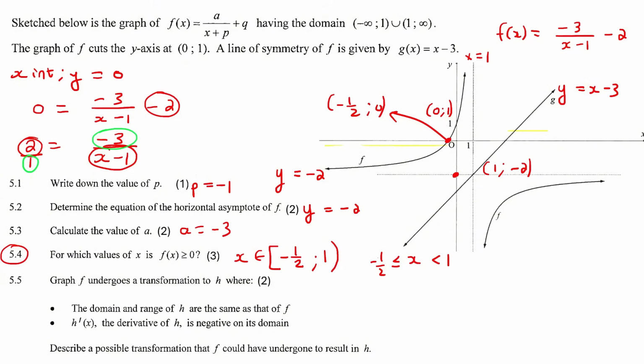Now this question says graph f undergoes a transformation to become h, where the domain and the range are the same as f. So h has the same range and domain. Fantastic. With a line for which the derivative is negative on its domain. Don't worry, that's actually really easy, I'll explain it now. Describe a possible transformation that could have resulted in h. It's actually a very easy question. Let me show you something about gradient and hyperbolas.